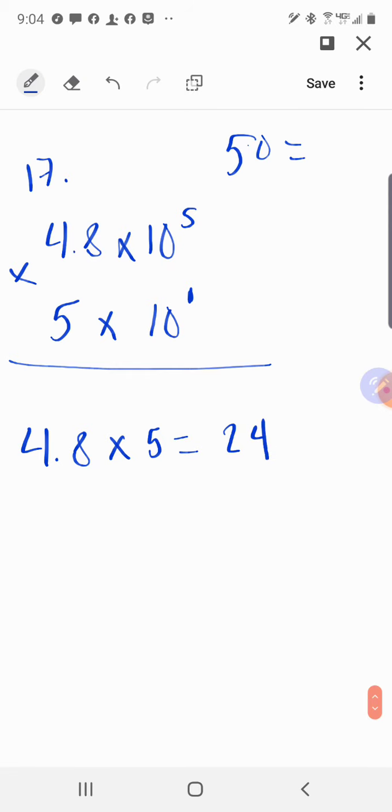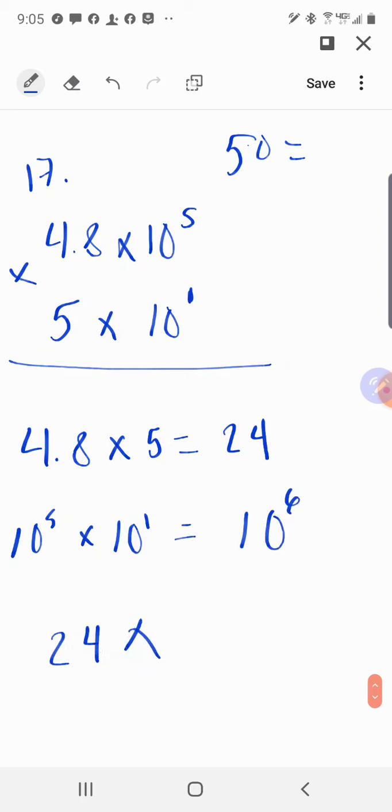All right, and then I'm going to take 10 to the 5th times 10 to the 1st, and my base stays the same at 10, and then I got to add 5 and 1. 5 plus 1 is 6. So I have 24 times 10 to the 6. Mr. Beavers, is this answer in scientific notation?